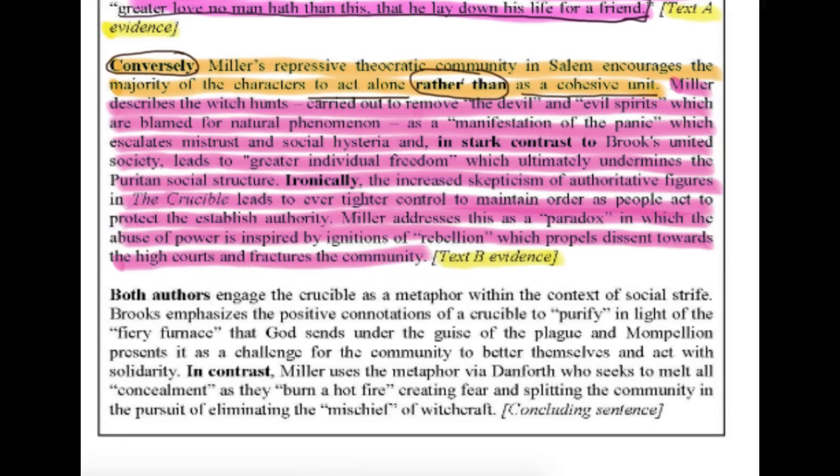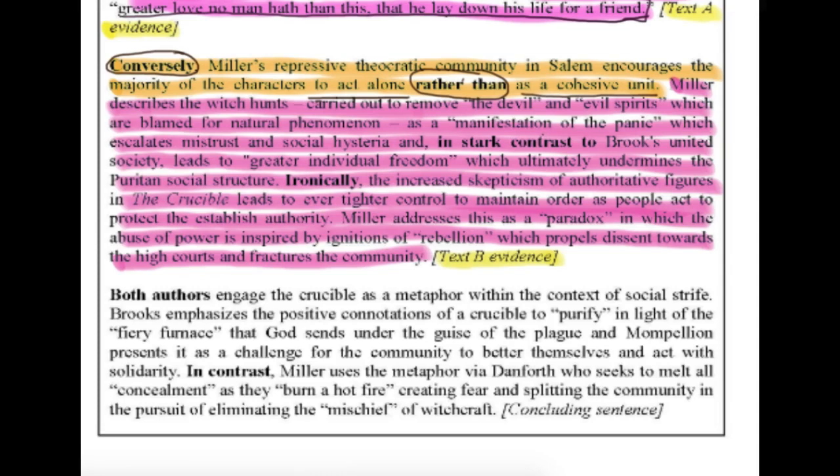So Miller describes the witch hunts carried out to remove the devil and evil spirits which are blamed for natural phenomena as a manifestation of the panic which escalates mistrust and social hysteria, and in stark contrast to Brooks's united society leads to greater individual freedom, which ultimately undermines the Puritan social structure. Ironically, the increased skepticism of authoritative figures in The Crucible leads to ever tighter control to maintain order as people act to protect the established authority. Miller addresses this as a paradox in which the abuse of power is inspired by ignitions of rebellion, which propels dissent towards the high courts and fractures the community. Okay, so that's a sophisticated use of language there, but let's not get too bogged down with that.